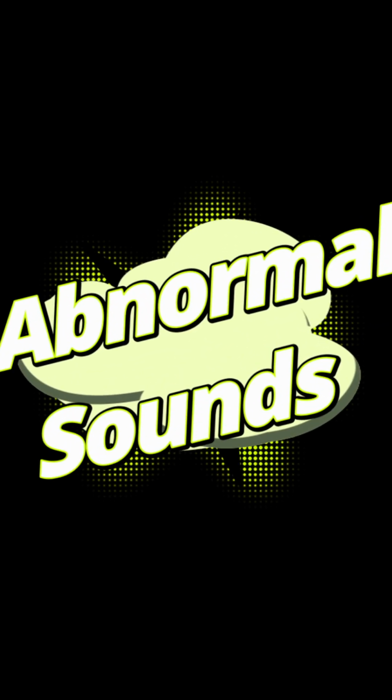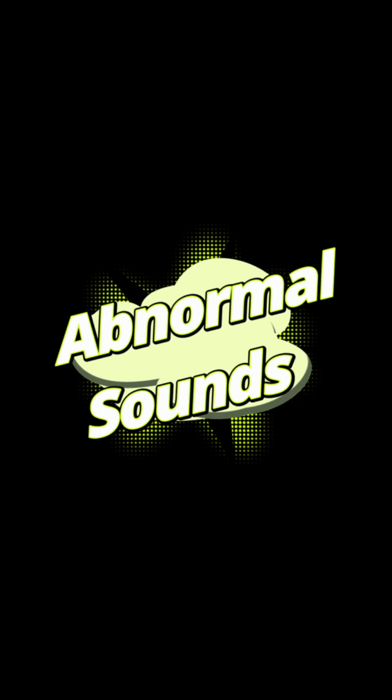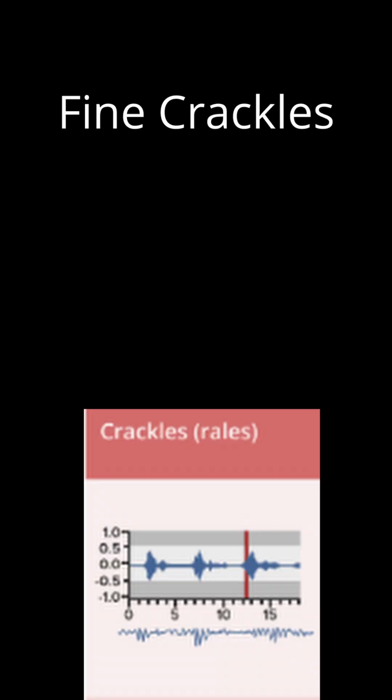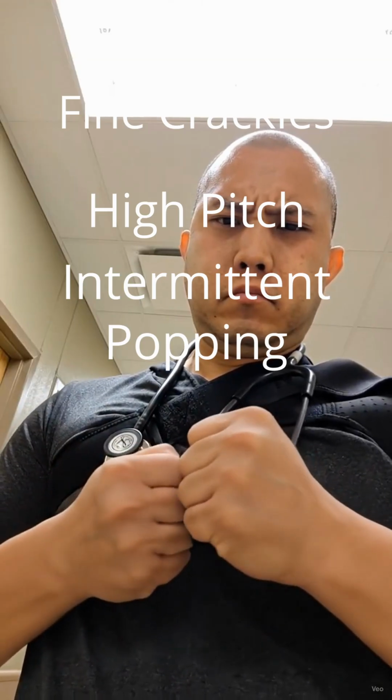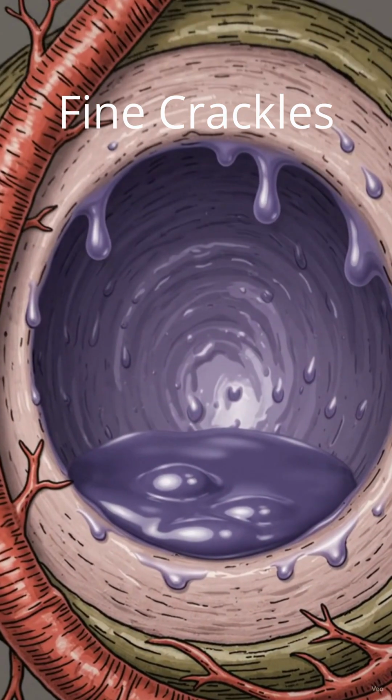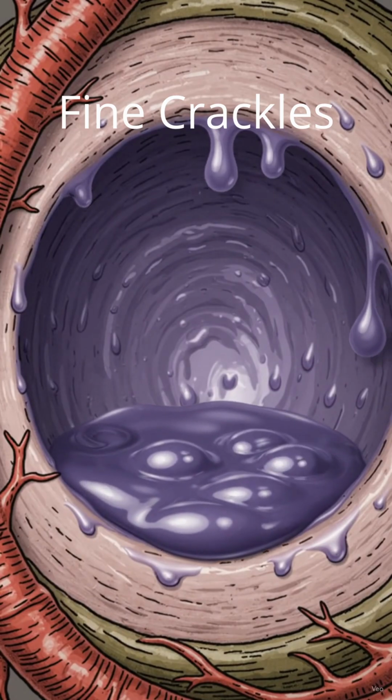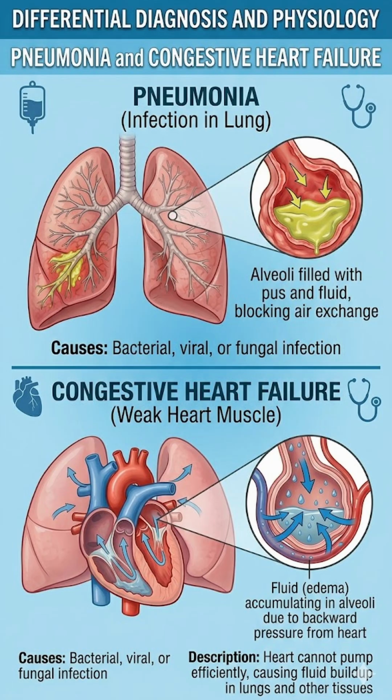If the lung sounds are diminished or aren't clear, then this is abnormal or adventitious. Let's start with fine crackles. It's a high-pitched, intermittent, popping sound at the end of inspiration, like Velcro pulling apart. It means fluid is accumulating in the alveoli and interstitial spaces, commonly caused by pneumonia or congestive heart failure.